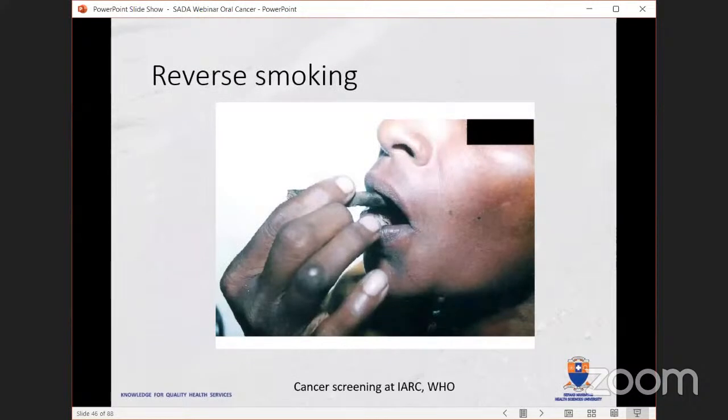Palatal lesions associated with reverse smoking. Now, this disorder is specific to populations who smoke with the lighted end of the cigar or cigarettes inside the mouth, producing changes in the palatal mucosa. The largest number of reverse smokers are found in certain areas of India, but this habit is also practiced in some Latin American countries, in Sardinia and in the Philippines.